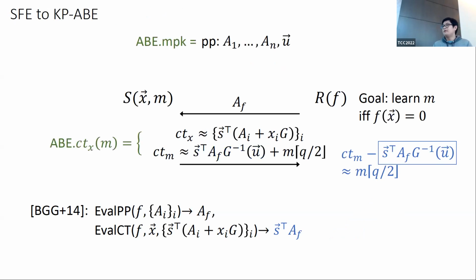An attempt to cast SFE to a KP-ABE is to set the master public key to be the public parameters, and also the ciphertext to be CTX and CTM. But the issue is this CTM term is dependent on the policy F, which is unknown to the ABE encryption algorithm. And it's also not clear what the secret key should be.